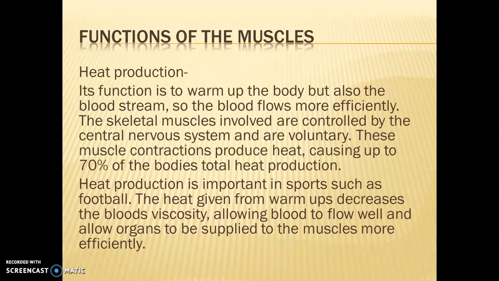Heat production. Heat production is crucial. Its function is to warm up the body but also the bloodstream, so the blood flows better to enable a better supply of oxygen to the muscles. The skeletal muscles involved are controlled by the central nervous system due to them being voluntary. They are attached to the bones by tendons, being able to work anaerobically or aerobically, contracting slow or fast. These muscle contractions produce heat, causing up to 70% of the body's total heat production from the muscle tissue.